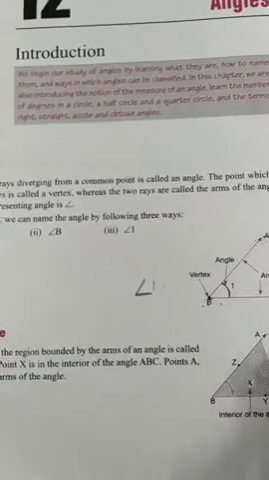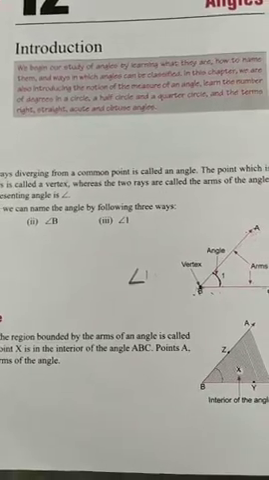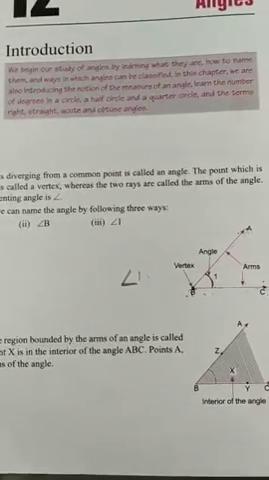Interior of an angle, children: the inside of an angle is called the interior of the angle, and whatever point is outside the angle is called the exterior of the angle.